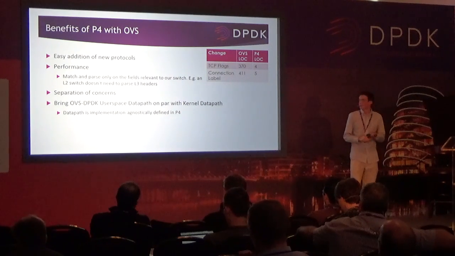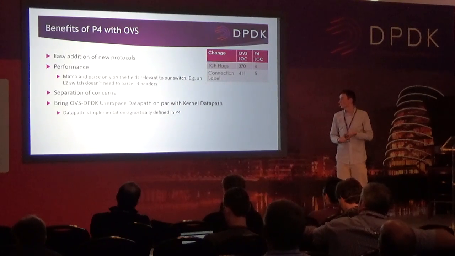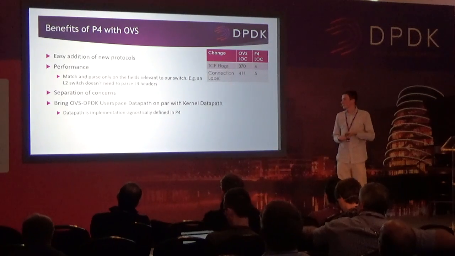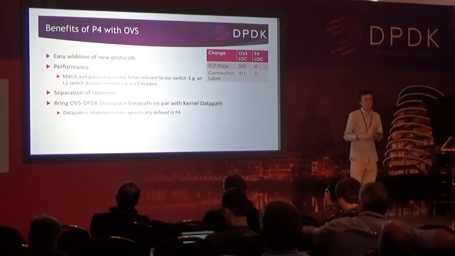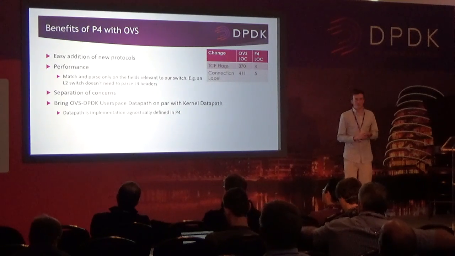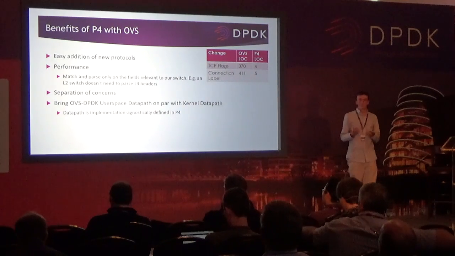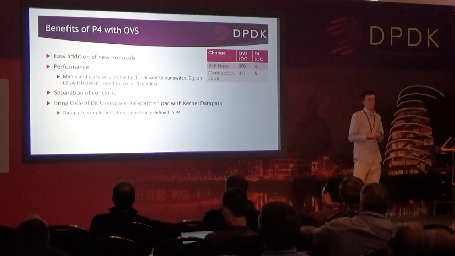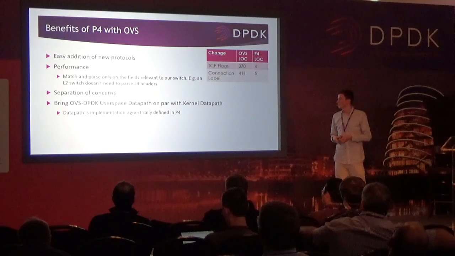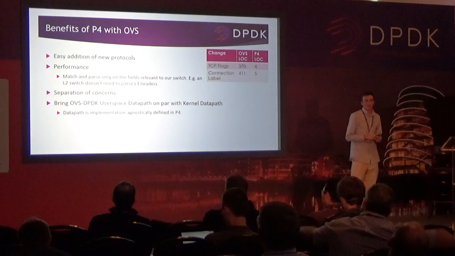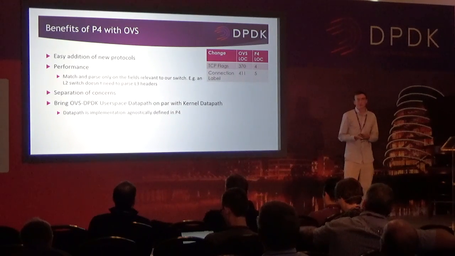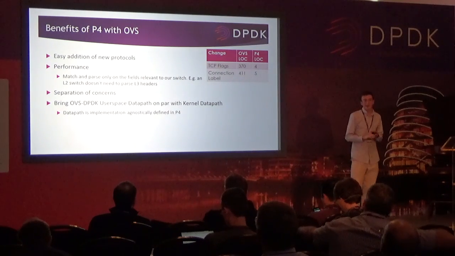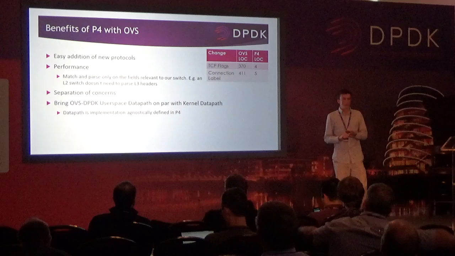The final benefit from pairing P4 with OVS is that it attempts to bring the feature sets of the two data paths on par, or it will make this easier. To explain this a little bit, in OVS you have two data paths. One is the kernel space data path and one is the user space data path. The kernel space data path uses the Linux networking stack and an Open vSwitch kernel module. And the user space data path uses DPDK for all its fast packet I/O.